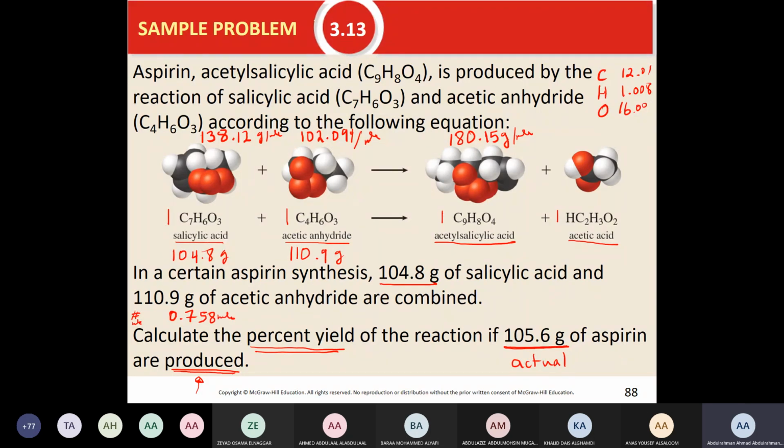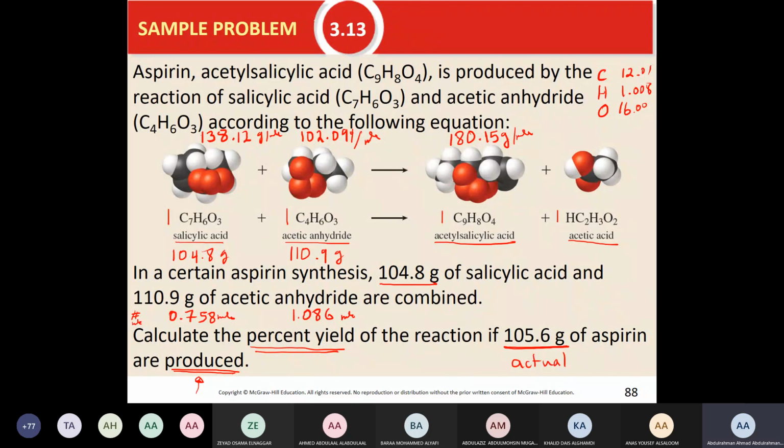Good. How about for acetic anhydride? 1.086 mole. Good.